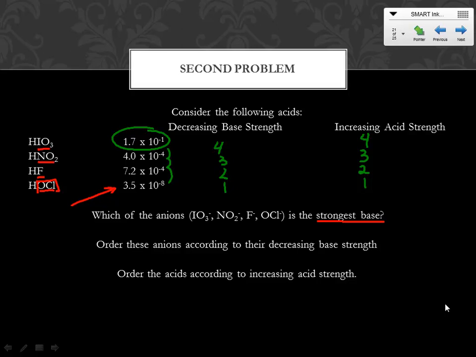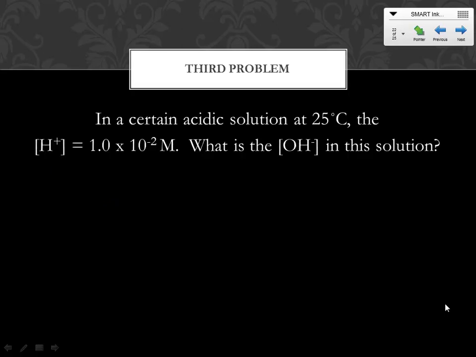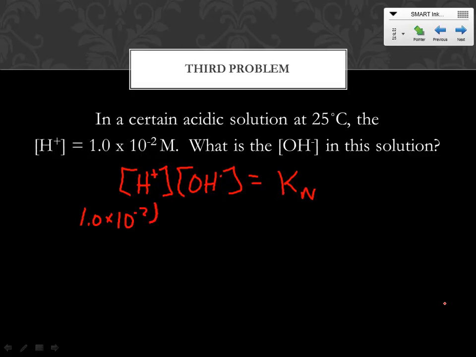All right, a third type of problem you need to be able to do is if you're given an H plus concentration, you should be able to calculate the OH minus of this solution. Okay. In order to solve this problem, what you're going to need to do is remember that the H plus concentration times the OH minus concentration is going to give you a Kw value. Since we know that the H plus concentration is 1.0 times 10 to the minus 2, we can put that number in. And at this point, we're just solving for the OH minus.